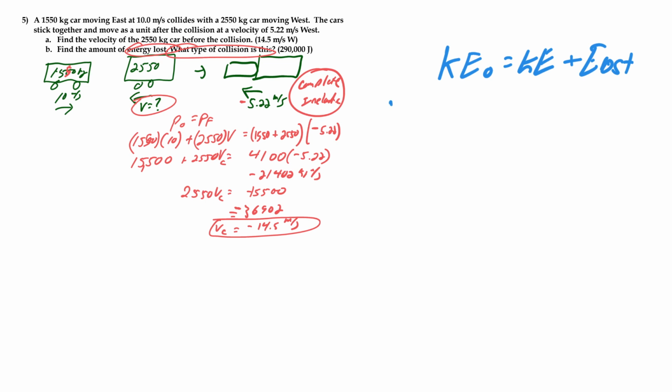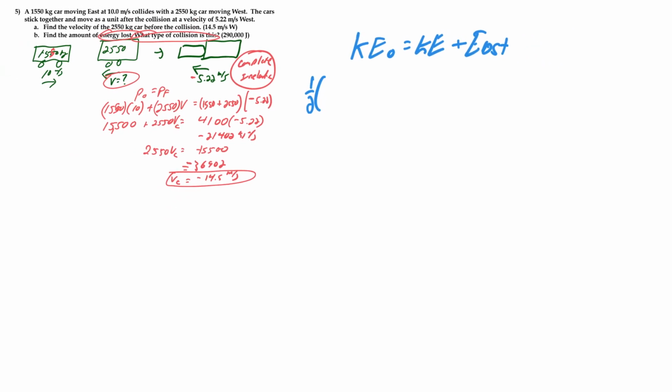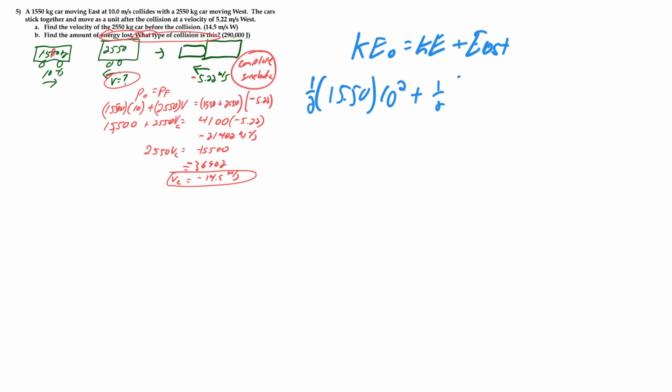Alright, so we have 1/2. I'm going to run out of space, I already know it. So we're going to have 1/2 times 1550 times the velocity of 10 squared plus 1/2 times 2550 times 14.5. Remember, there's no such thing as a negative kinetic energy. And you'll see even if you just square that negative, you'll end up with a positive number anyways. So that's going to be our starting energy.